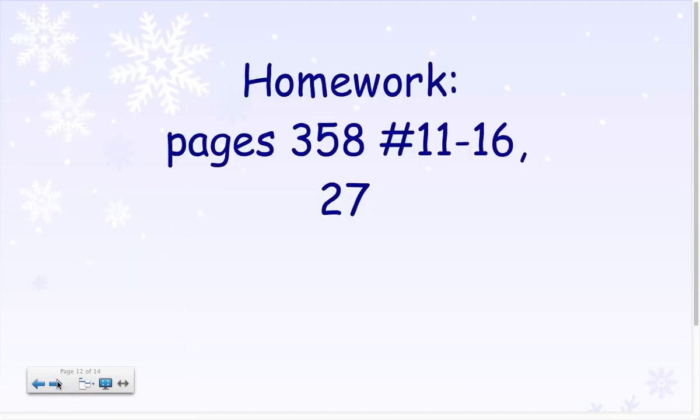The homework for this lesson is page 358, numbers 11 through 16 and 27.